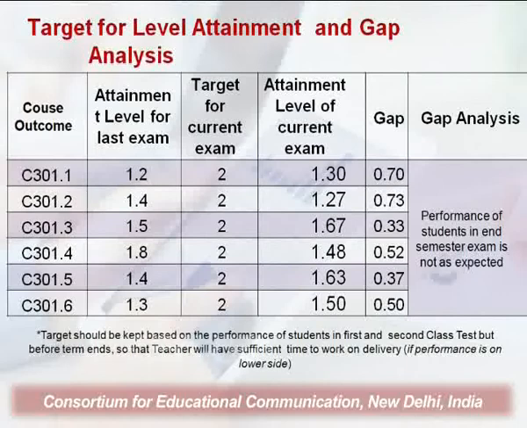So, the performance of the students in the end semester is not as expected. The target should be kept based on the performance of the students in the first and the second class test, but before the overall exam, the teacher must have sufficient time to work on the delivery if the performance is on the lower side. So, this is how we do the gap analysis as far as the target for the level of attainment is concerned, and to do this type of exercise is very important for a continuous assessment of all the higher education institutes.